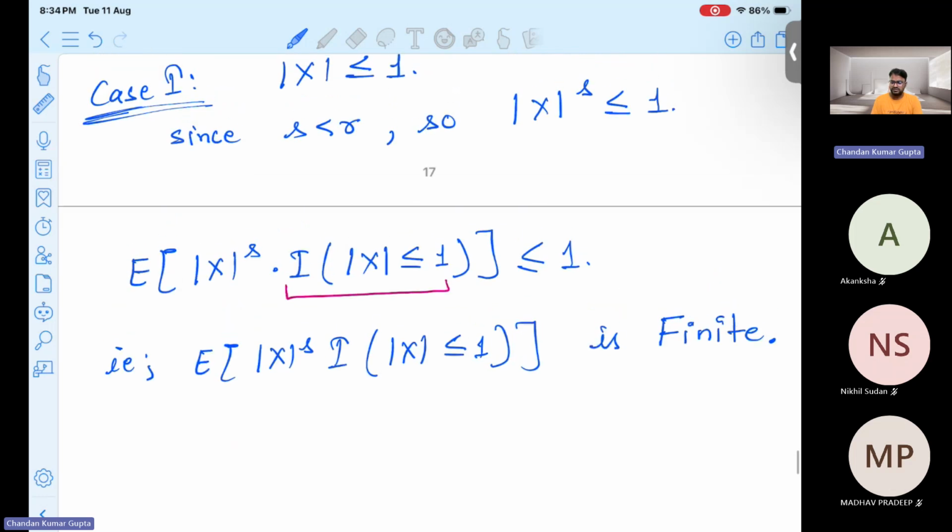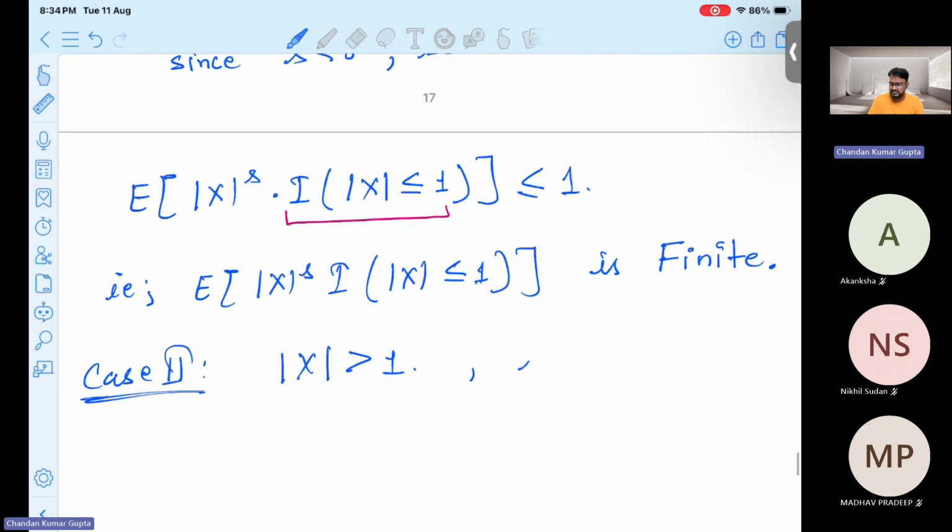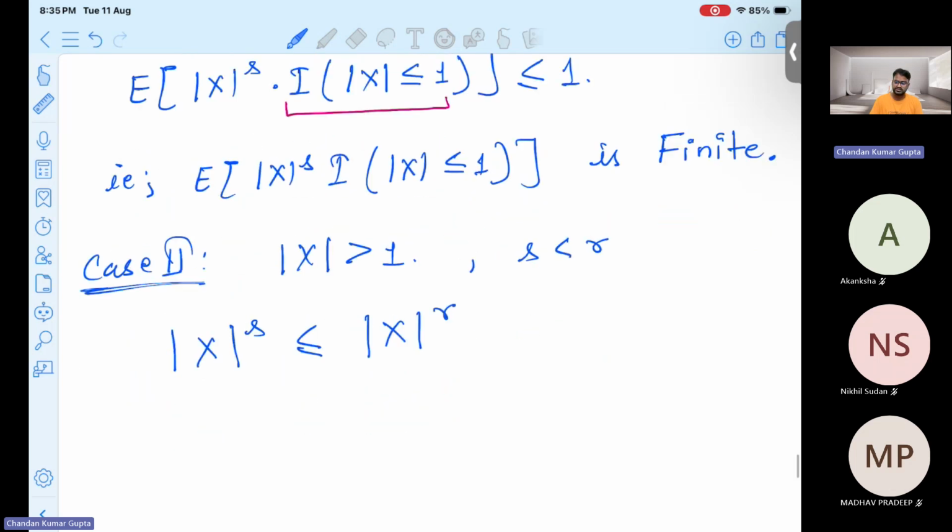Now the second case. The second case will be: the modulus value of X is greater than 1, and also we are given S is less than R. So from here we have X to the power S is also less than or equal to X to the power R. It is okay because the modulus value of X is greater than 1, it's more than 1, so obviously the power S is always less than or equal to power R because S is less than R. So this is obviously true.